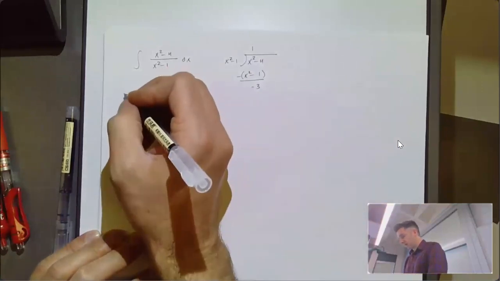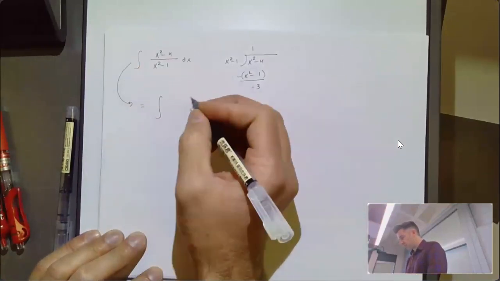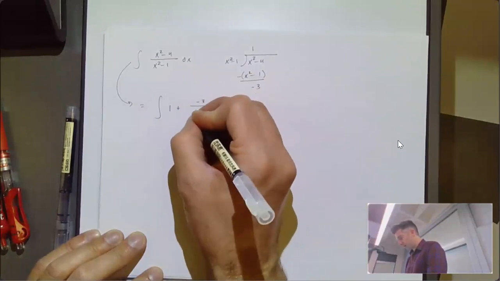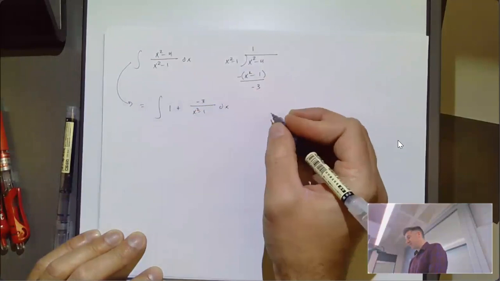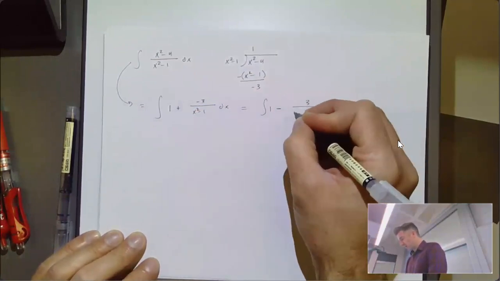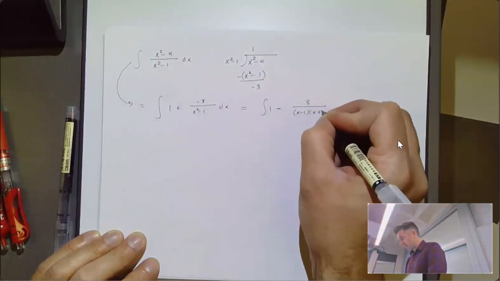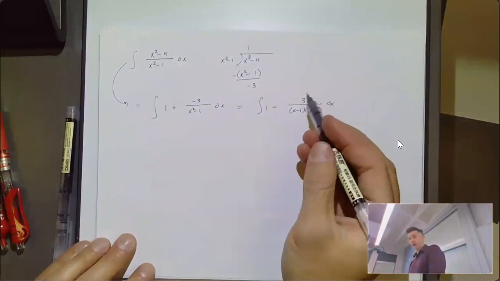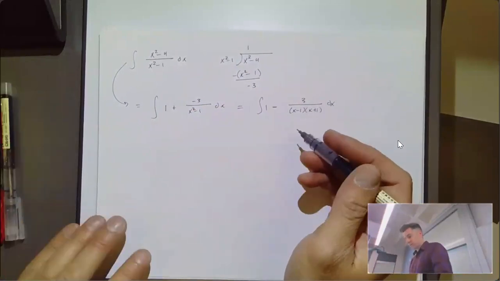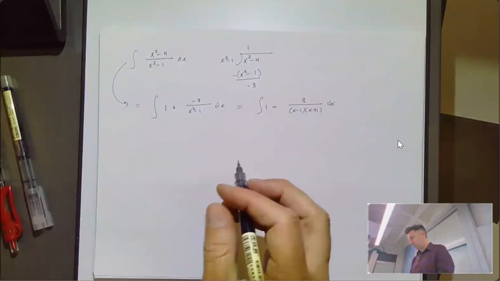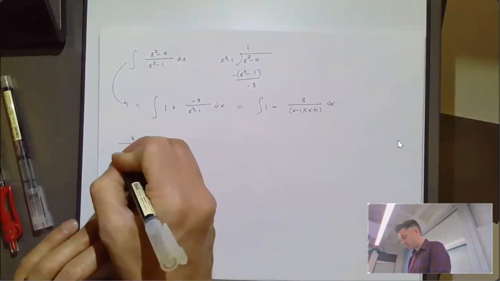So I'm going to rewrite this as the integral of 1 plus negative 3 over (x squared minus 1). Or as I would probably actually write it, 1 minus 3 over (x squared minus 1), which I'm going to factor as (x minus 1) times (x plus 1). And then we're going to do partial fractions for that. I want all of you, both in class and on Zoom, to do this partial fraction decomposition. It's good practice.